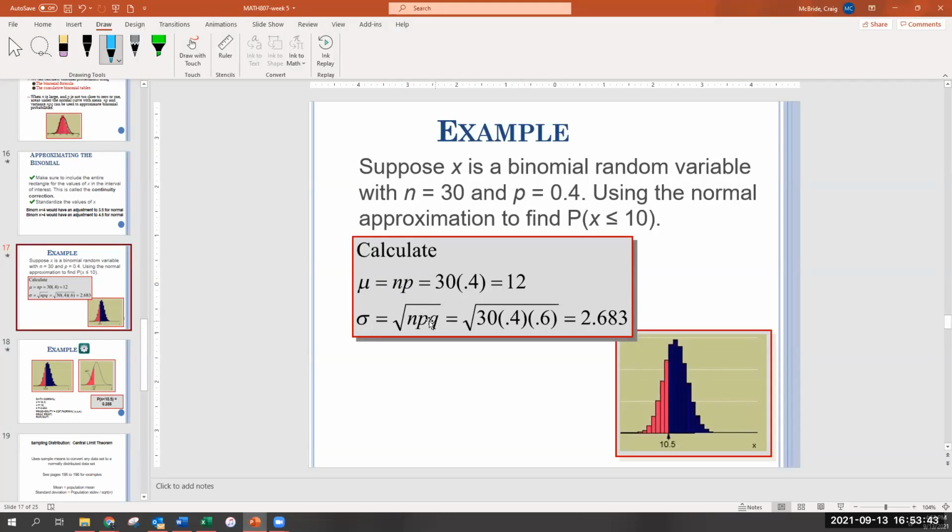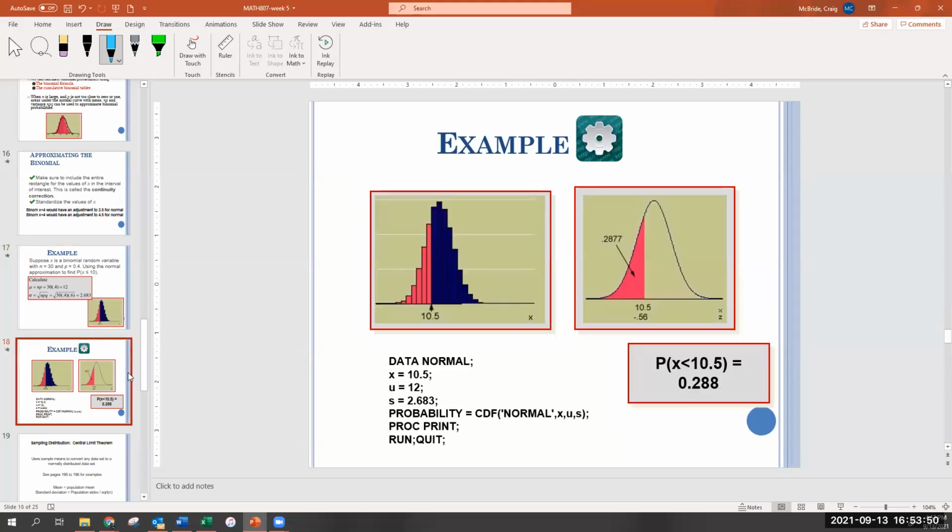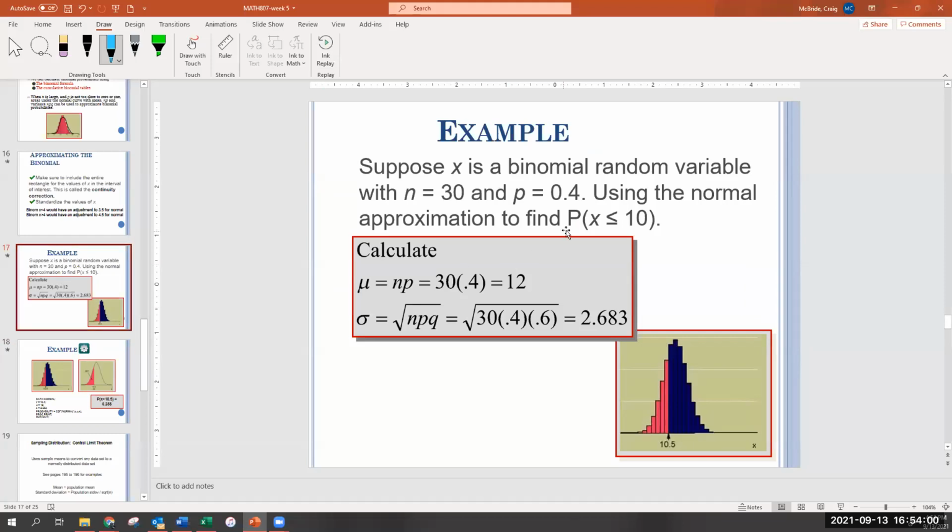N times p gives you the mean, square root of npq gives you the standard deviation. So then you would use this as your mean, this is your standard deviation. You would plug those values in for mean and standard deviation. You would do your continuity correction, and you would use 10.5 because you want to find the value less than or equal to 10. So you have to include 10.